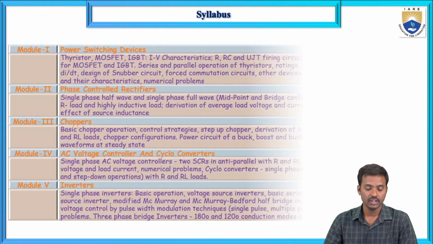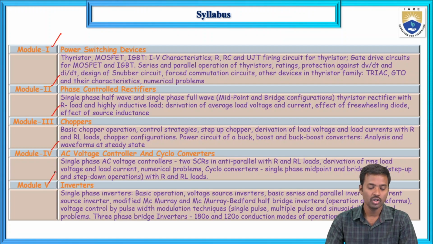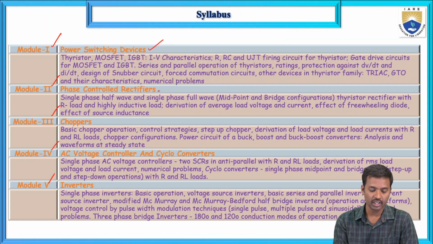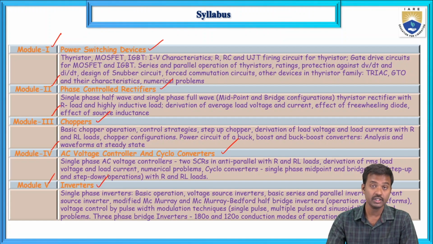This course has a total of 5 modules. The first module is power switching devices, the second module is phase controlled rectifiers, the third module is choppers, and the fourth module is AC voltage controllers and cycloconverters. The fifth module is inverters.